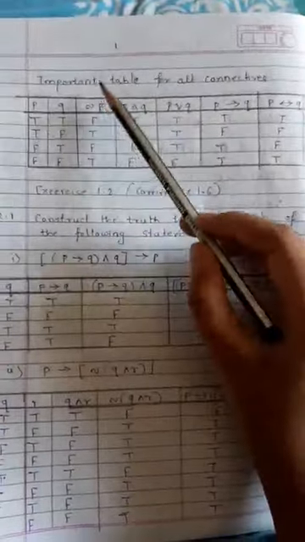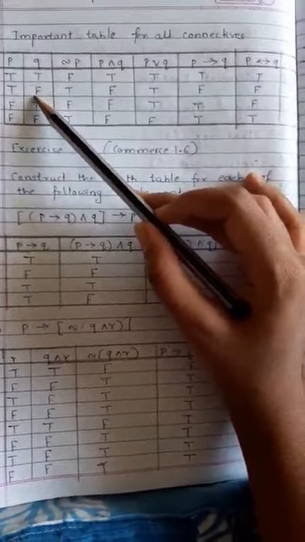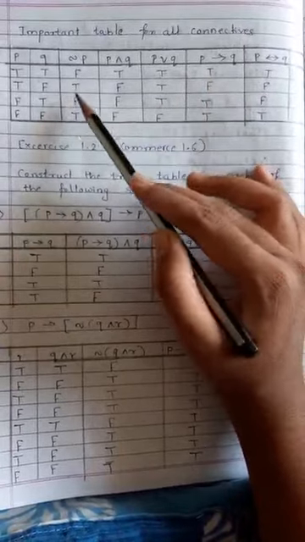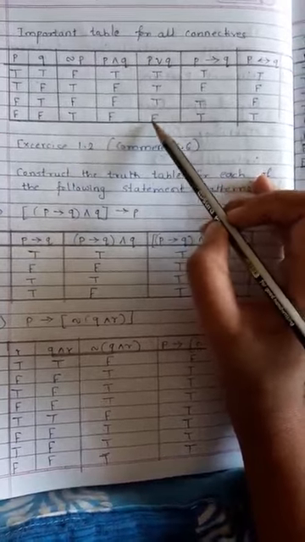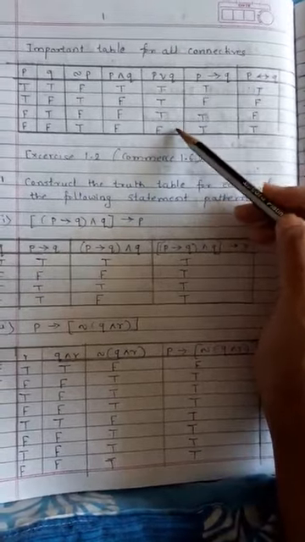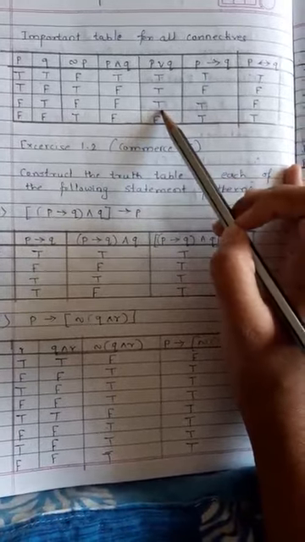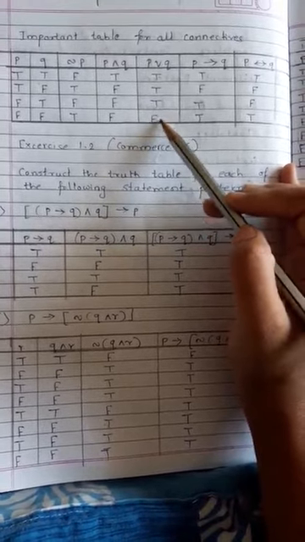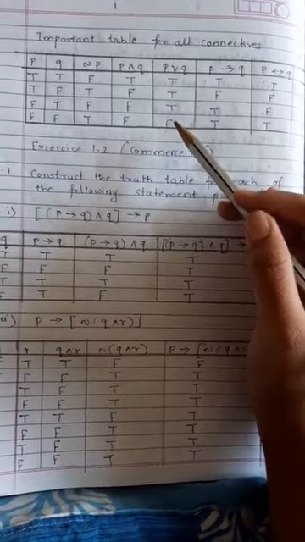problems. First, this is an important table for all connectives. We have seen the truth tables. This whole table is a combination of all those truth tables, and it is useful for us while solving problems. That's why I combined them in one table, so that we can easily refer to this table and solve the problems based on connectives.